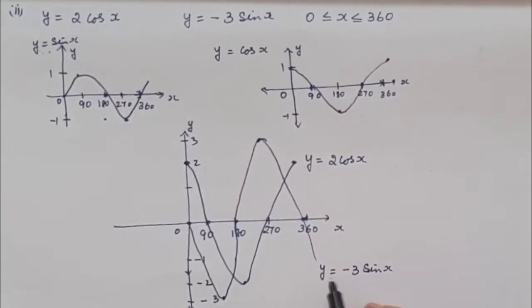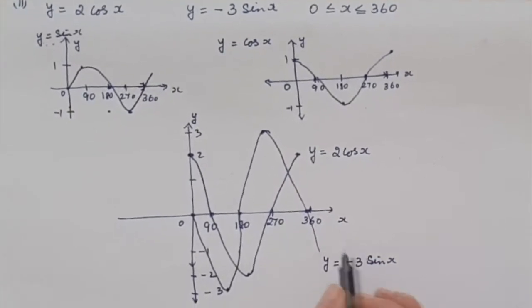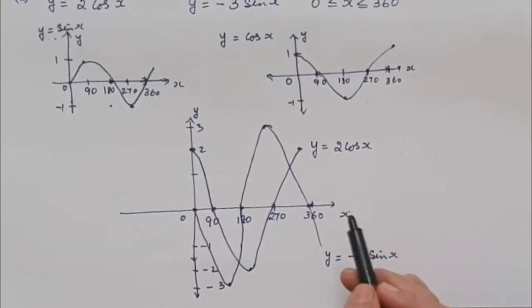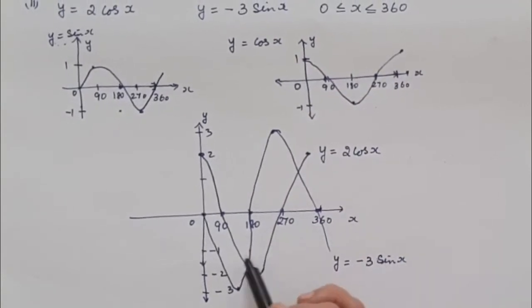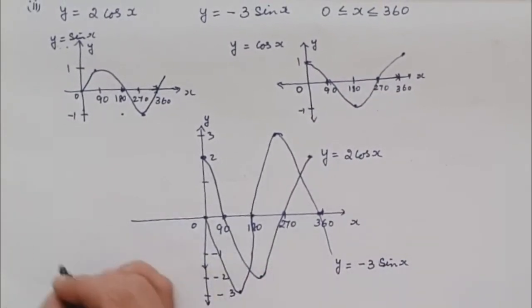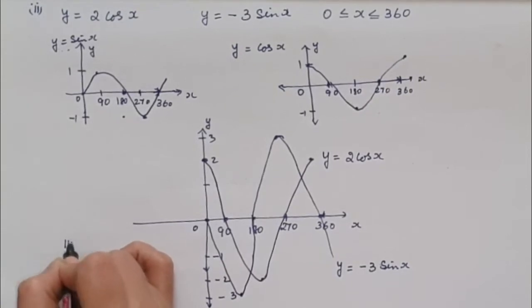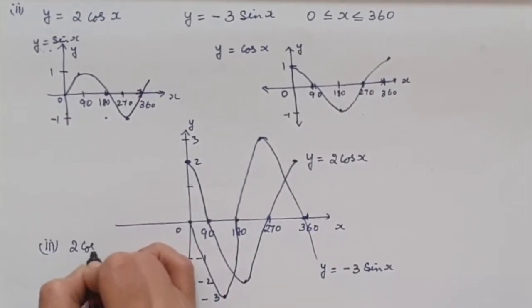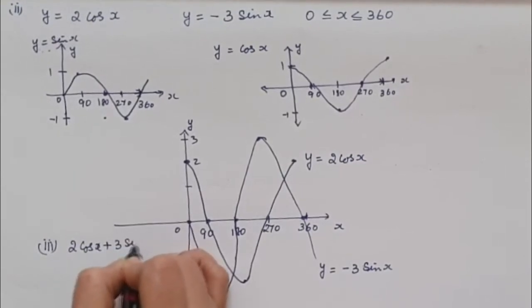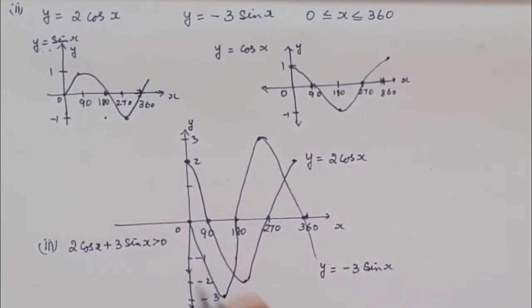So we have drawn the graph of y equal to minus 3 sin x and y equal to 2 cos x. For the second part, we have drawn both graphs on the same set of axes. Now we'll go for the third part. The third part is only solving using the graph. We need to solve 2 cos x plus 3 sin x is greater than 0.